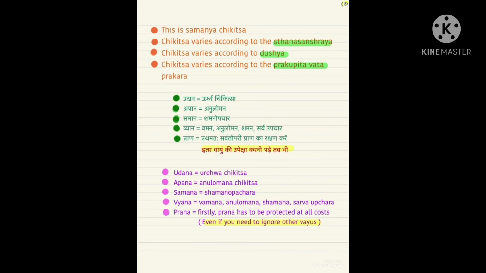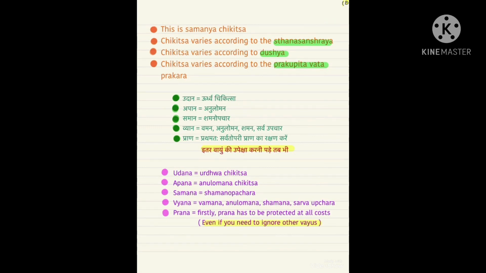Now the general guideline is that for the Udan Vayu Prakop there has to be an Urdhva chikitsa. For Apan there should be Anuloman chikitsa. For Saman Vayu Prakop there should be Shamanopachar. For Vyan Vayu Prakop there should be Vaman, Anuloman, Shaman, everything. And for Pran, first we have to protect Prana. Whatever else comes later, but first Pran protection has to be done. Even if you need to ignore the other Vayus, you still have to protect Prana anyhow.